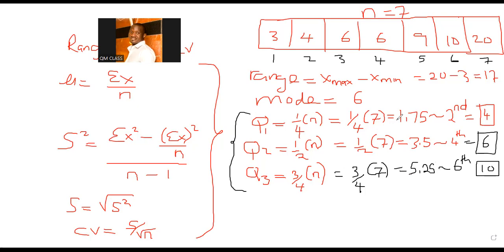So Q1 is called the first quartile or the lower quartile. Q2 is the second quartile or the median. Q3 is called our third quartile or upper quartile. The difference between the first quartile and the third quartile is called the interquartile range. So interquartile range is Q3 minus Q1. In this case, we're going to get 10 minus 4, which is 6. So 6 is called our interquartile range.